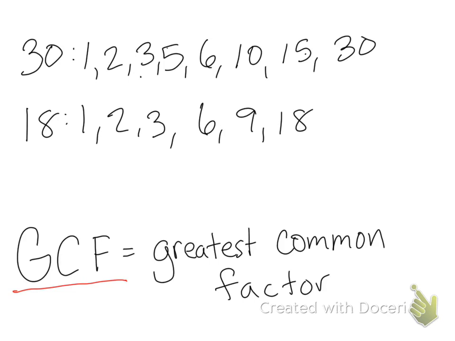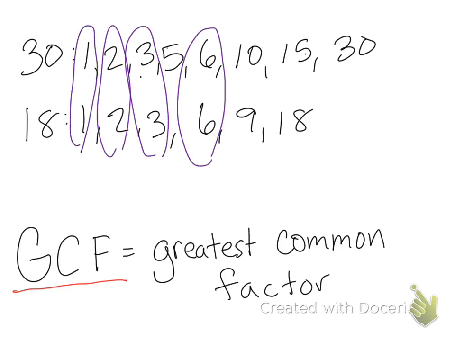Okay. So we're going to find the greatest common factor between 30 and 18 to start with. So if we look, the common factors between the two are 1, 2, 3, 6, and that's it. So those are all the common factors. So the greatest common factor is the biggest number that they both have in common, and that will be 6.